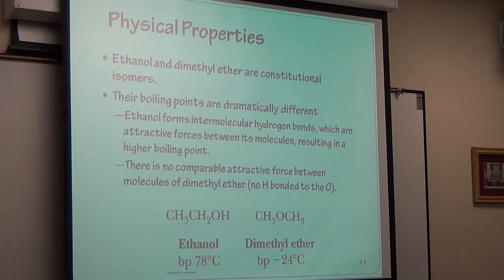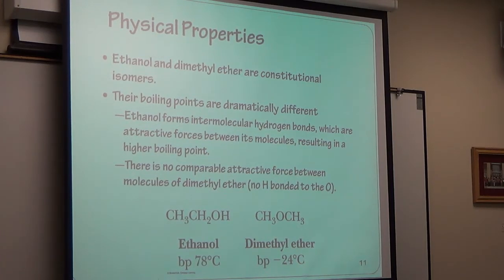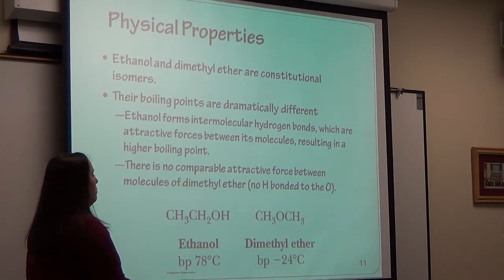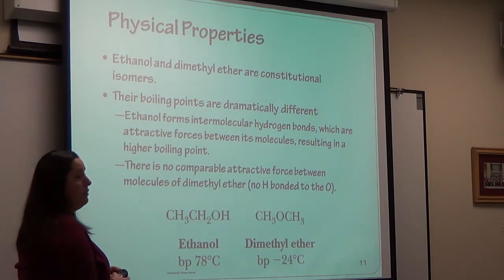But that's just one property. Another property that we want to talk about is isomers, this ability to have the same molecular formula but different structures. That's known as structural or constitutional isomers. And alcohols can form constitutional isomers with ethers, which is actually in the next chapter, chapter 11.